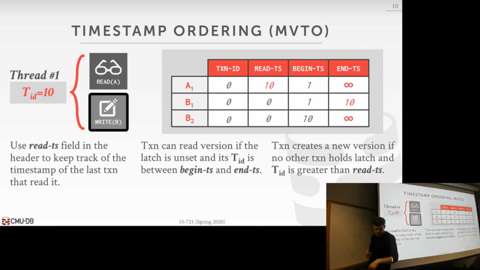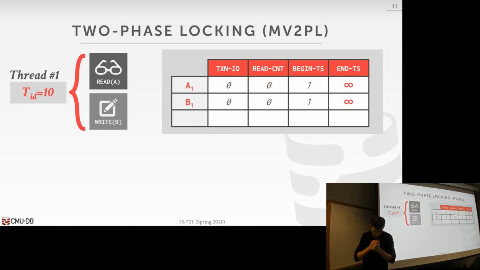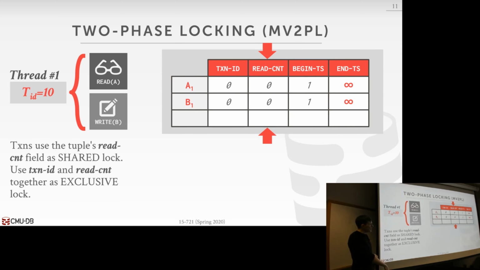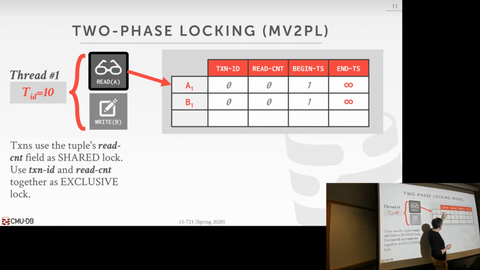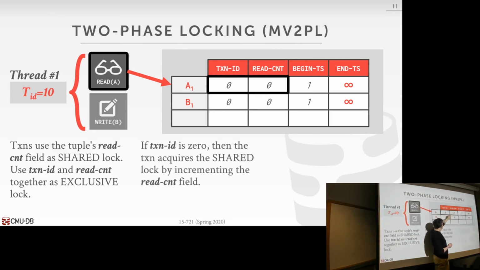All right, so I want to jump ahead to two-phase locking because there's still a lot to cover. With MV2PL, we get rid of the read timestamp, but now we're going to add this read count. The read count essentially acts as the shared lock on the tuple. So my transaction comes along and wants to read A. I'll do a compare and swap on these two fields at the same time. These are both going to be 64-bit fields.